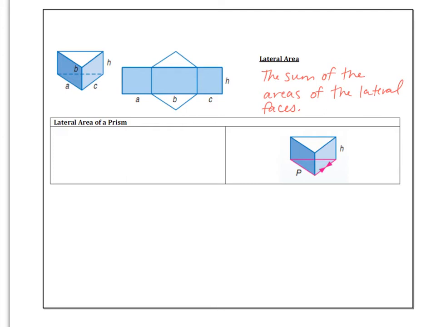There is a formula. The formula goes like this. Lateral area equals PH. And I purposely used a lowercase p and a capital H, so please do that. P stands for perimeter of the base. H stands for height of the prism, or height of the object.